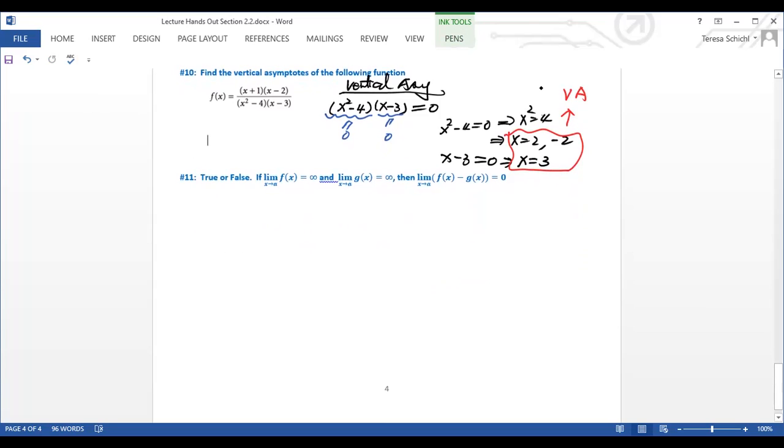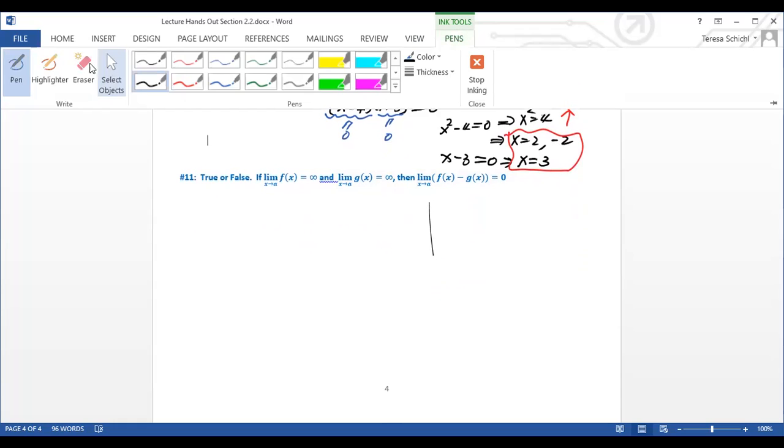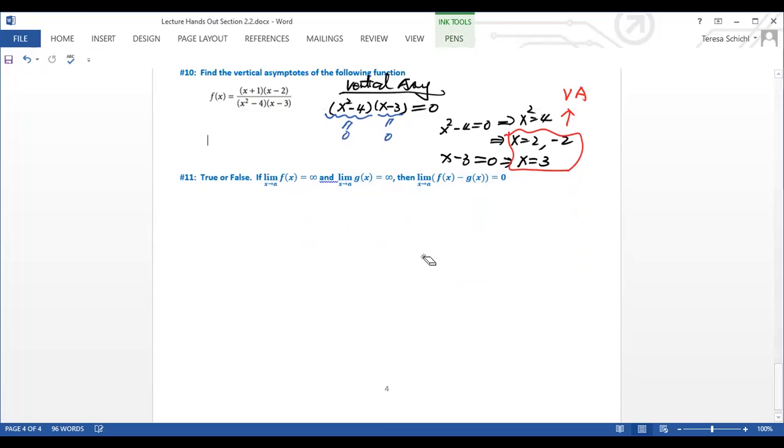So the last one here is a true or false question, all right? In here, they said, if the limit as x approaches a of f of x equals infinity and the limit as x approaches a of g of x equals infinity, can I say the limit as x approaches a of f of x minus g of x will be equal to 0? Well, what do you think? This one is false, right? First, we don't know infinity minus infinity. We don't know it's equal to 0.